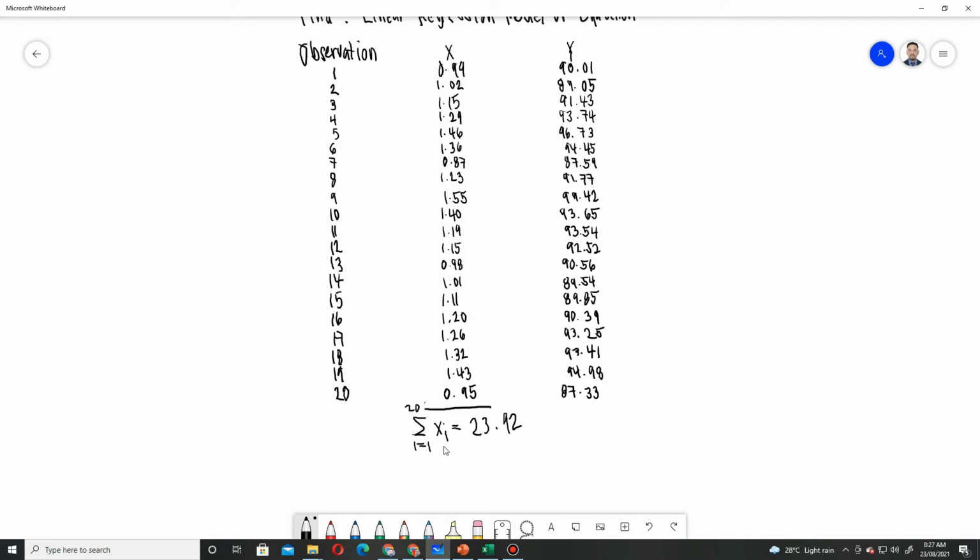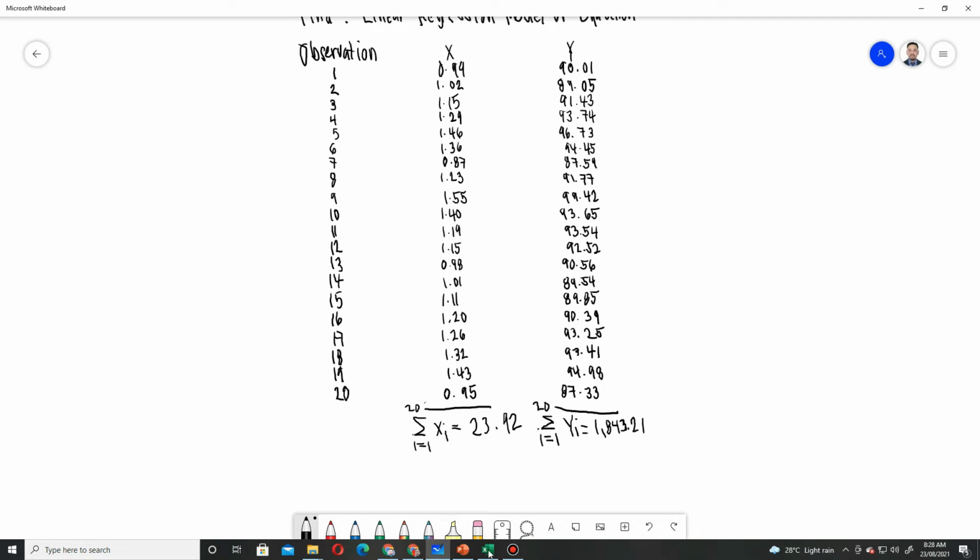Also, we will get the sum for y. This will be the summation from observation 1 to 20. This will be represented by y sub i. So the sum of all y columns is equal to 1843.21.